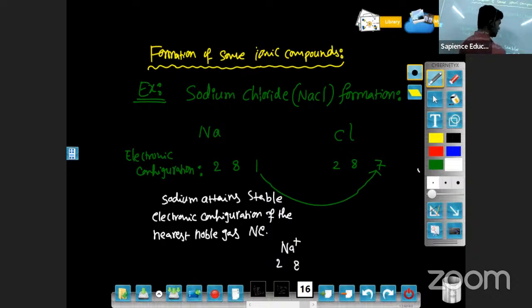Stability mark. Sodium attains stability. Missing weight. Sodium attains stability. Oh, electronic configuration. Sodium. Okay. What you wrote there? Did you strike that out? This stable only. Stable electronic configuration only.